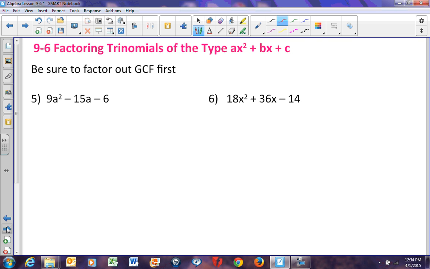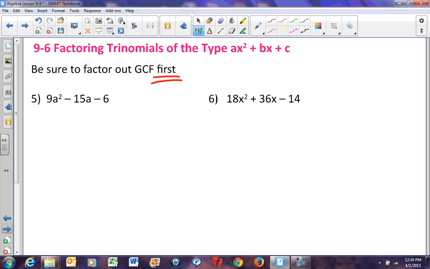Okay, now, the second thing you have to be careful with is sometimes you have a greatest common factor. You need to take that out first. If you don't take it out first, you don't often recognize that you need to take it out last. Sometimes you'll recognize it, sometimes you won't. If there's a greatest common factor, always factor it out first. So let's take a look at this following problem. 9a squared minus 15a minus 6.